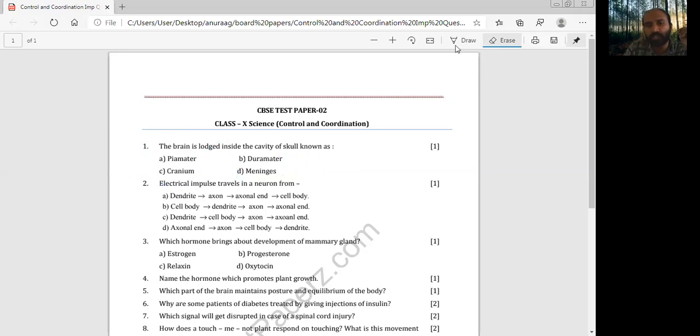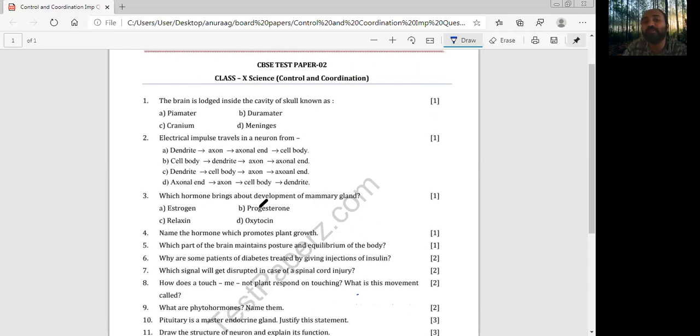Let me erase this. Second question, electrical impulse travels in a neuron from. So basically asking the direction of the electrical impulse. Now, first option, dendrite to axon, axonal end, cell body, wrong. Definitely. Why? Because a dendrite gives signal to cell body, not axon.